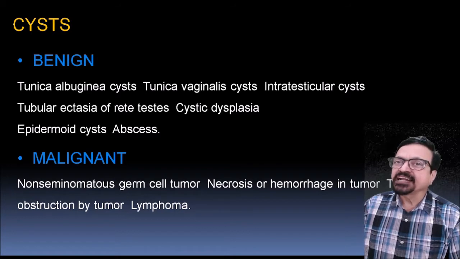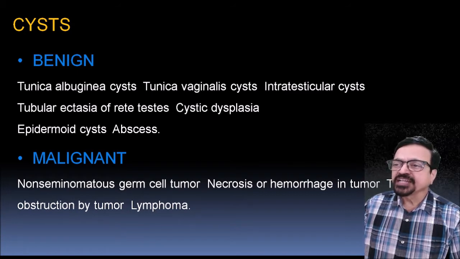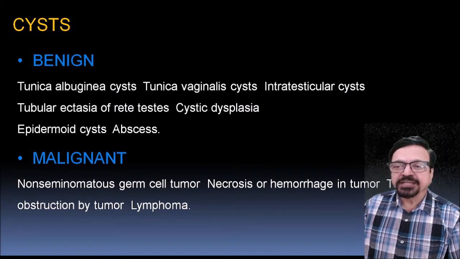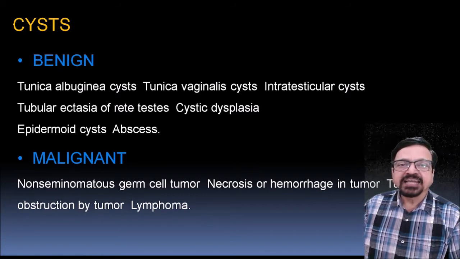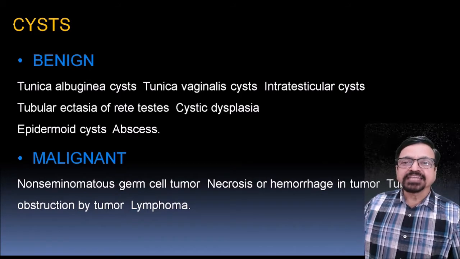And what are the malignant cysts? They are non-seminomatous germ cell tumors, then necrosis or hemorrhage in tumors, then tubular obstruction by the tumor, mainly by lymphoma. That condition we have to think of when we are dealing with this.